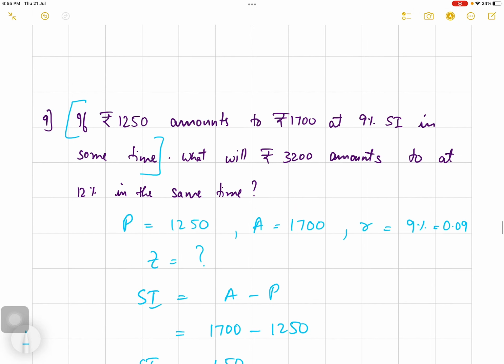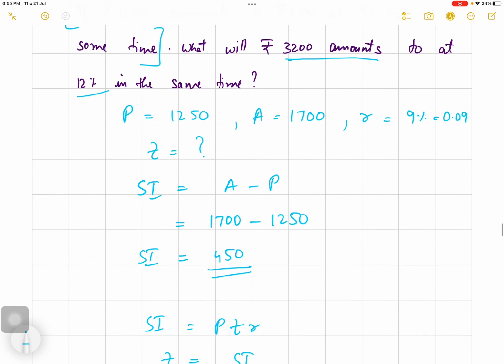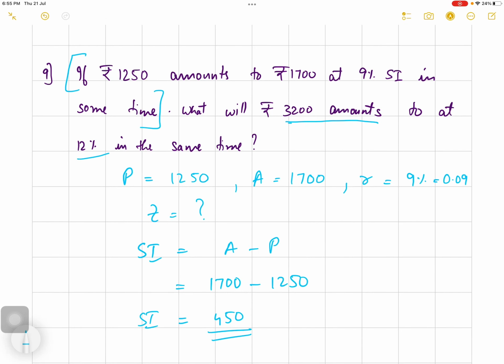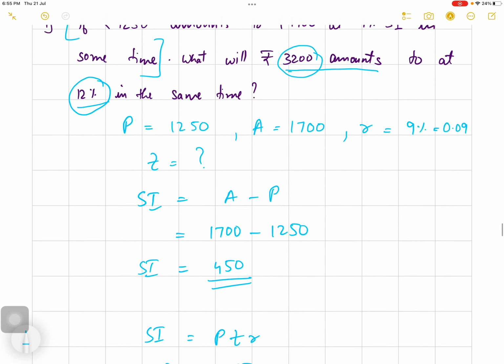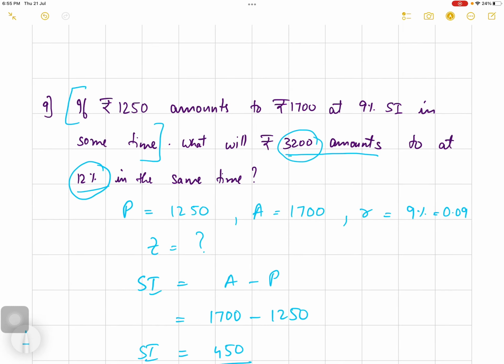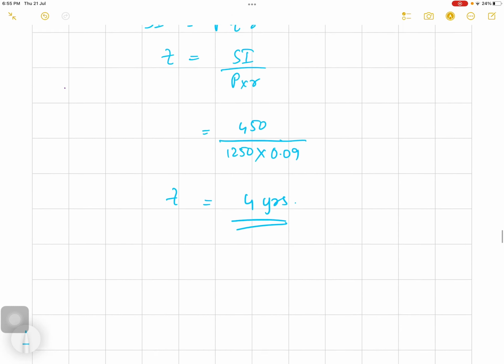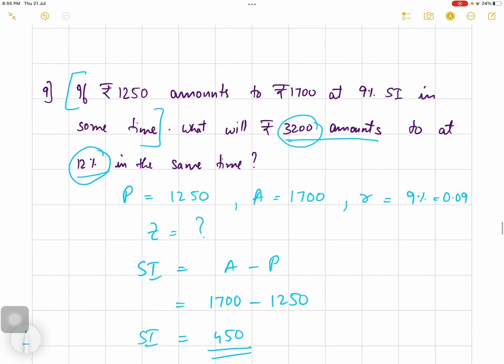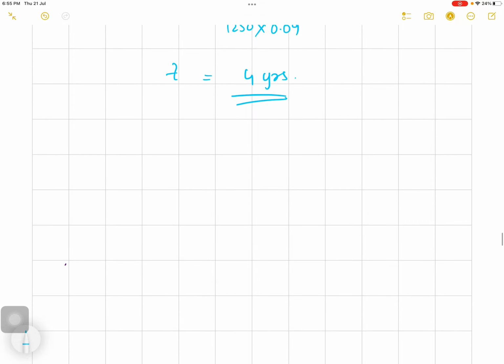Okay. What will 3200 amount to at 12% in the same time? Okay. So second part is if P is 3200 and the rate is 12% and time is same, so that means T is equal to 4 years. Then how much will be A? That is asked. What will rupees 3200 amount to? So you are supposed to find A.